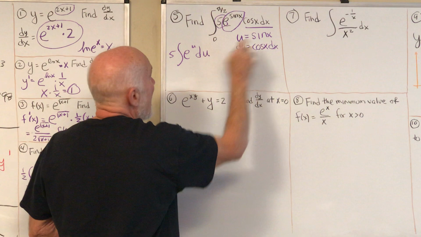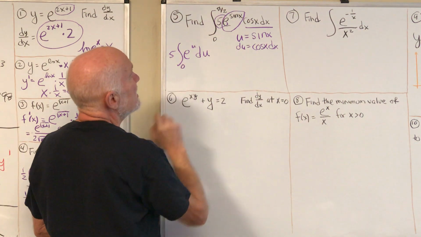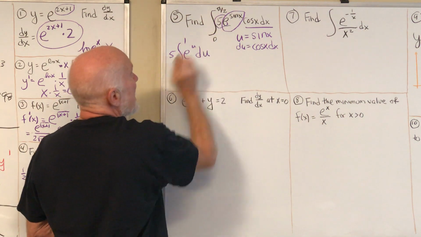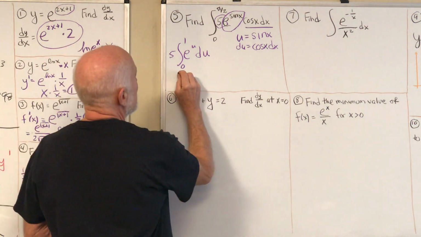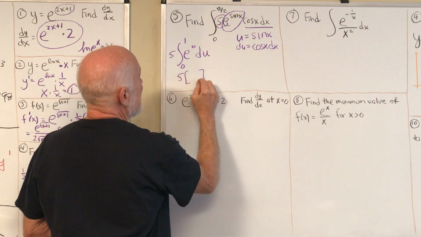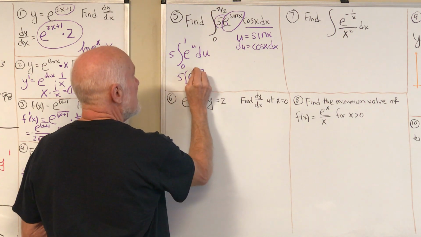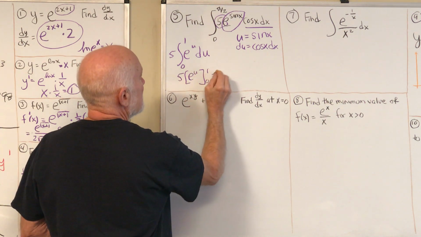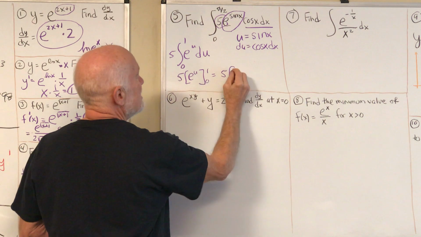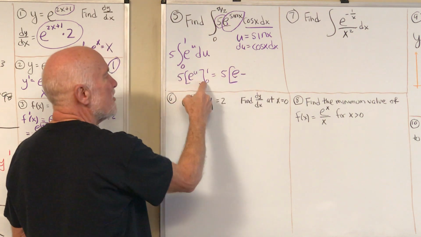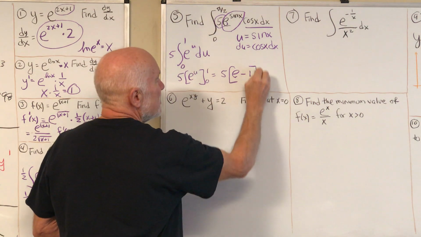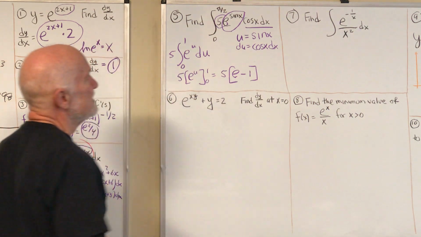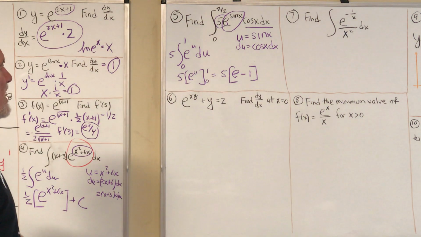0 becomes the sine of 0, and pi over 2 becomes the sine of pi over 2. What's the antiderivative of e to the u? Just e to the u. So you get e to the first power minus e to the 0 power, and any number to the 0 power is just 1. So we have an answer.